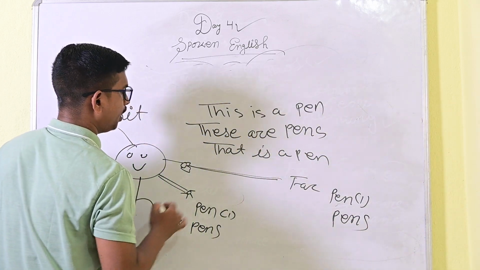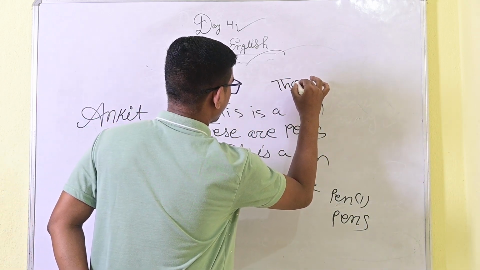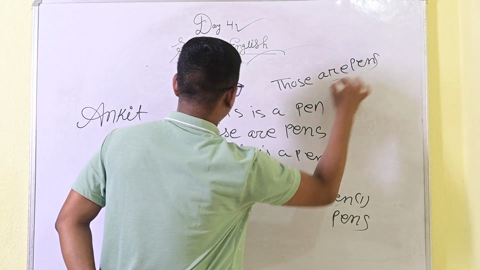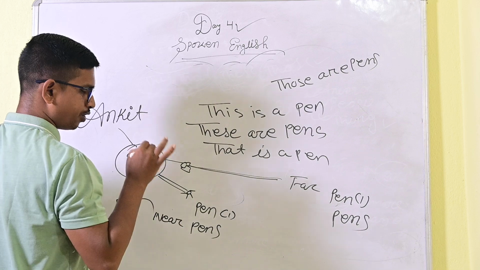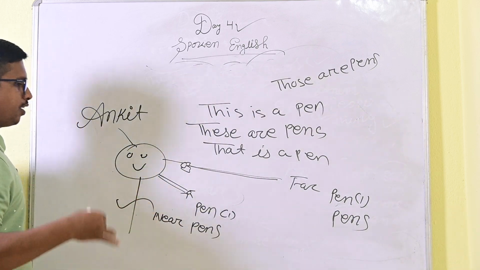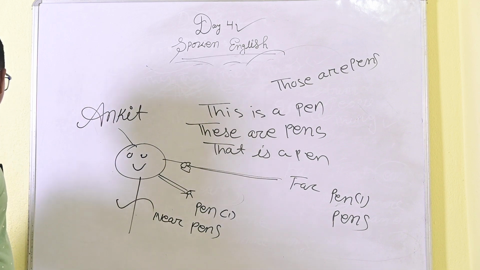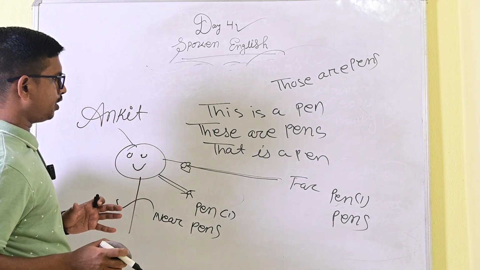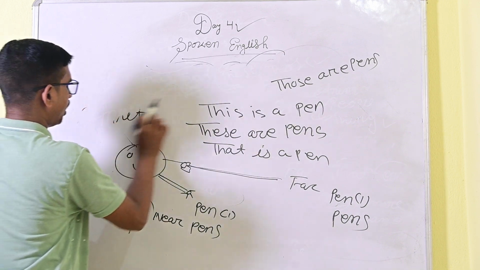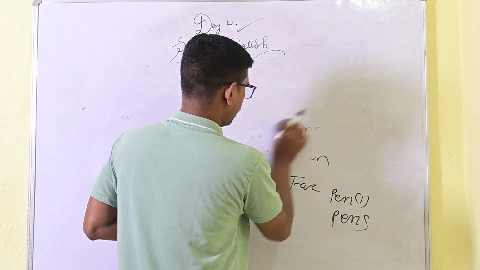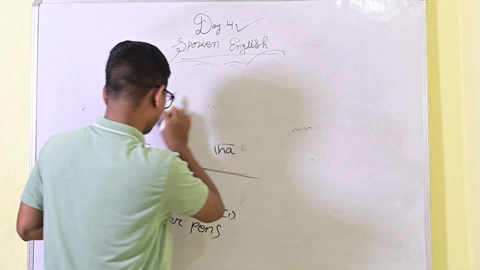then Ankit will say, those are pens. Okay, if you talk about near, use this and these. If you talk about far, that and those are used. I think you understood where to use this, that, these, and those. And one more question I want to ask you. You have to write that in the comment box.